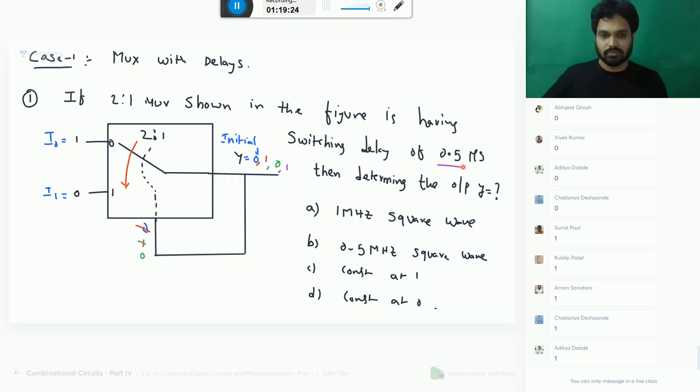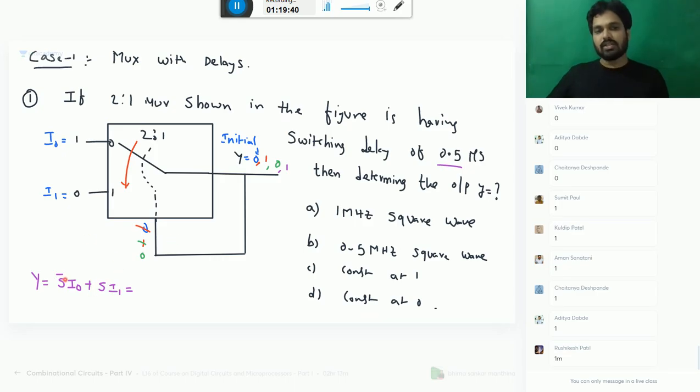Okay, just wait. Instead of analyzing like this, let me analyze simply like this. What is y? S bar I naught plus S into I1. You know this equation now? What is y? S bar I naught plus S into I1. Okay. Now what is y? S bar into I naught is how much? Please tell me. What is I naught?